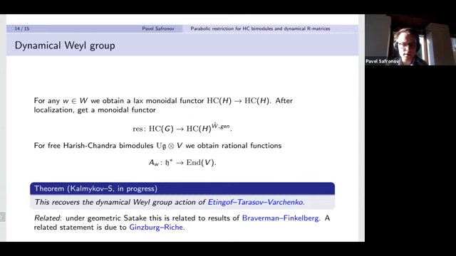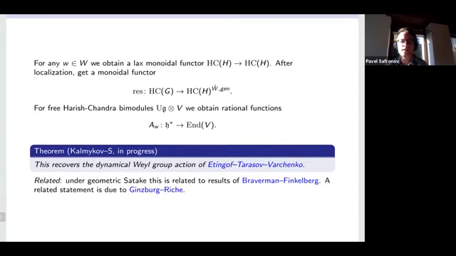And just a few quick comments. The category of Harish-Chandra bimodules has a Langlands dual description in terms of D-modules on the affine Grassmannian, which are G(O) equivariant. And there's a similar description of the dynamical Weyl group action on the Langlands dual side given by Braverman and Finkelberg. So in this case, they obtained this dynamical Weyl group action using equivariant localization. And also there's some related work by Ginzburg and Riche, also obtaining the dynamical Weyl group action from a similar setup. Okay, so I'm going to stop here.